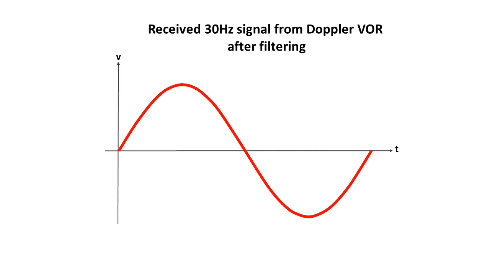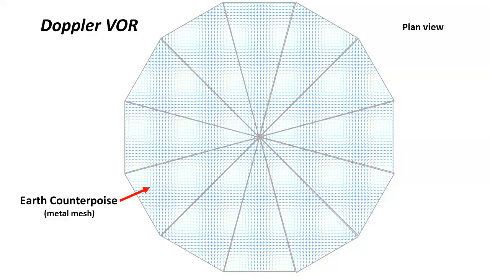The physical construction of a Doppler VOR is as follows. A large circular or near-circular ground plane or earth counterpoise is provided. This is typically 30 to 45 meters diameter and is usually of a suitable metal mesh construction on a steel framework, held about 4 meters above ground. Underneath the counterpoise is the equipment shelter where the transmitter equipment is located.